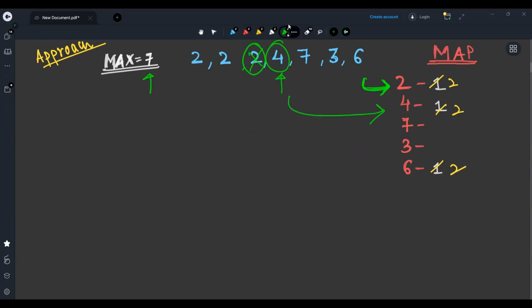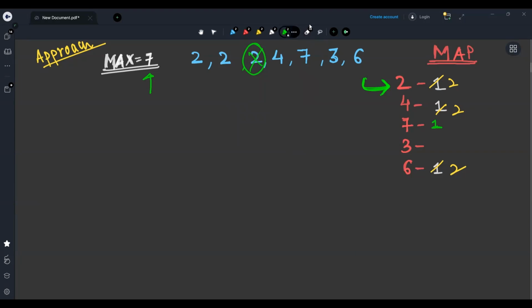4's count is 2, so it is already marked 2 times. Let's skip it again. Let's go to 7. Now, 7's count is initially 0, so it is not marked 2 times. Let's mark it as well. And 7's multiple is 7 into 2, but it is exceeding the maximum element, so we'll say, okay, it is not required.